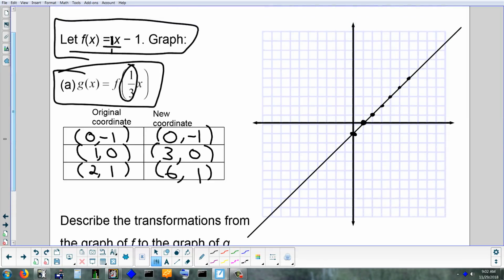Okay, let's graph them. So, first one stayed the same. Didn't change at all. And that's okay. That can happen. So 0, -1. But now the other ones are different. 3, 0, and 6, 1. Let's graph that line in red.